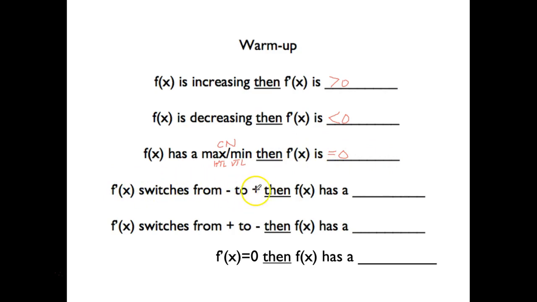If f prime switches from negative to positive, so that means that the slope went from going down to going up, then that means that the original function has a min. If f prime switches from positive to negative, or the slope switches from going up to going down, that means that the original has a max. If the derivative is equal to 0, then f of x has a critical number. Really, that's going to be a horizontal tangent line, because the derivative equaling 0 is a horizontal tangent line. The denominator of it equaling 0 is the vertical tangent line. Okay, let's go to the next slide here.